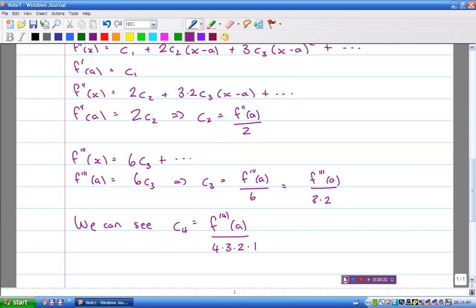You bring down the power, next time you bring down 1 power less, next time you bring down 1 power less, and that denominator, that pattern of a number times a number less, times a number less, until you get to 1, has a name, and it's called factorial. So this is the fourth derivative of a over 4 factorial. This is the third derivative over 3 factorial. This is the second derivative over 2 factorial, which of course is just 2 times 1.